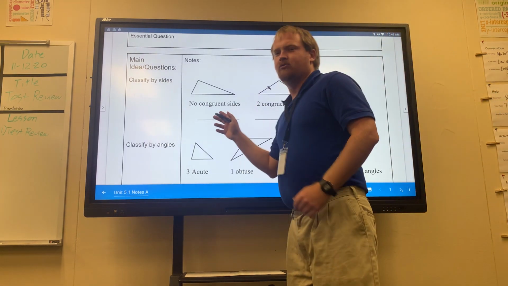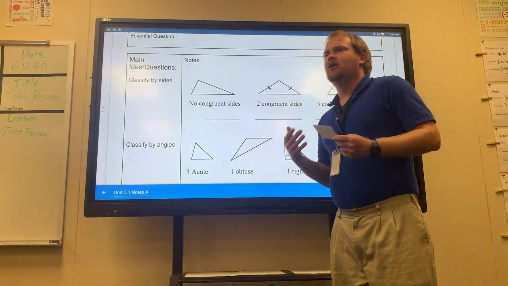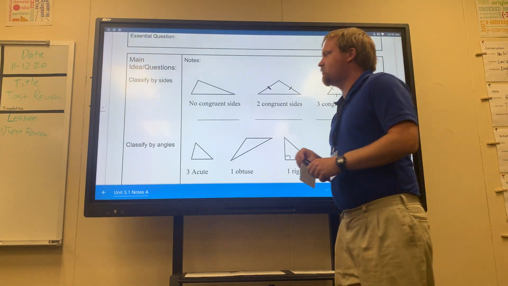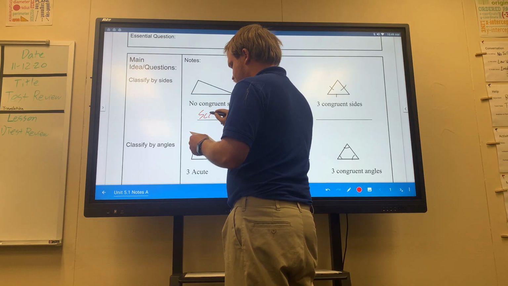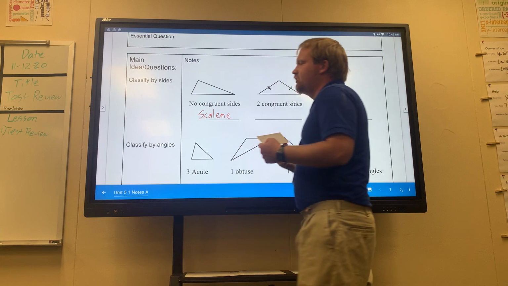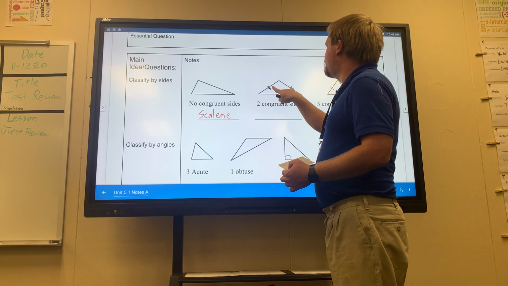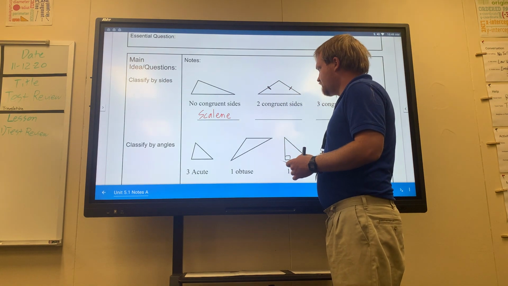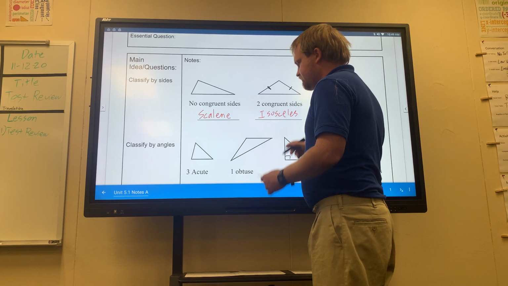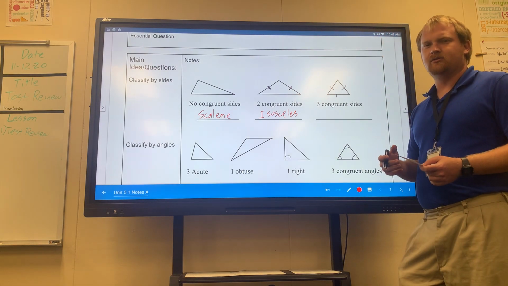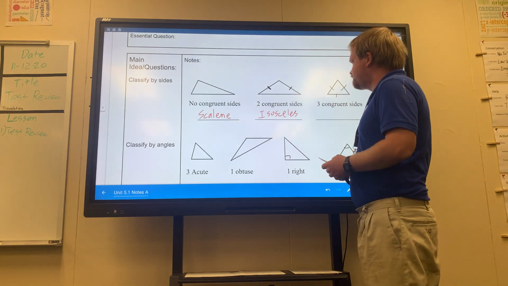First of all, there's one type of triangle where there are no equal sides. When you have a triangle with no equal sides, that's called a scalene triangle. A scalene triangle is any triangle with no equal sides. However, if you have two congruent sides like this, you have an isosceles triangle, which means two equal sides.